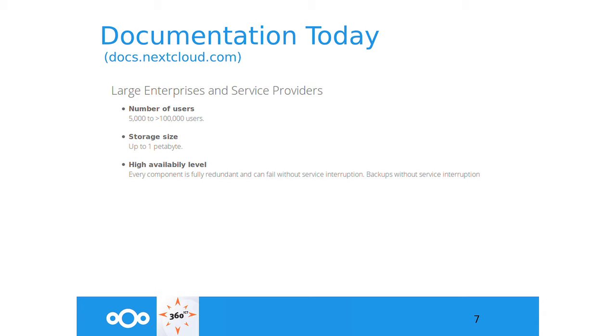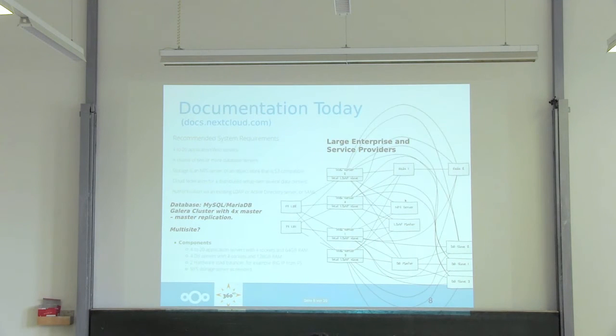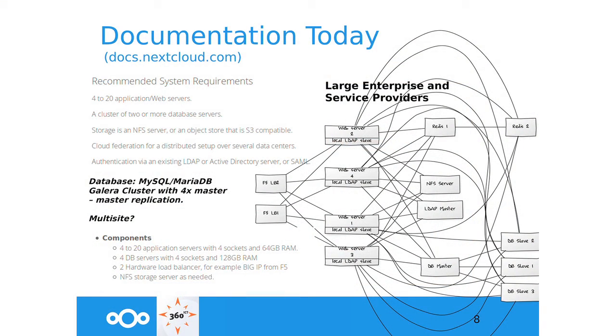Then the large implementations. The documentation says 100,000 users, up to 1 petabyte. If you look at the picture, it's a little bit cluttered, sorry. I had a little bit of trouble getting everything on the slide. But you see instantly it has lots more servers. It actually has the minimum number of web servers that the recommendation gives, because it says here 4 to 20 application servers. I think there were enough lines with just 4 application servers.